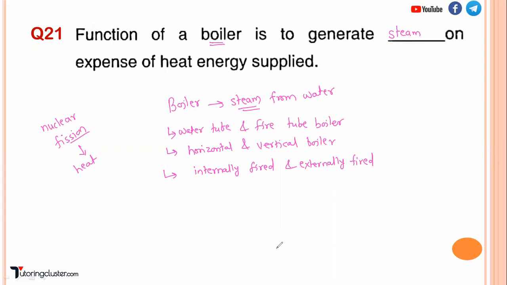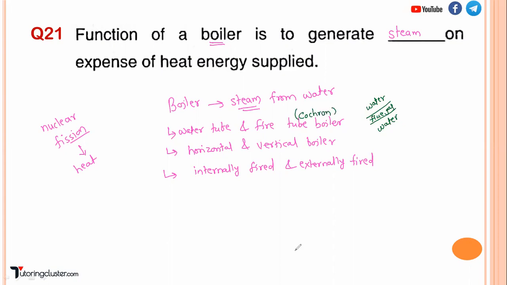In case of a fire tube boiler, the hot gases or the flue gases from the furnace are passed through the tubes which are surrounded by the water. So inside the tubes there are flue gases, and outside the tubes water should be there. This is the construction of a fire tube boiler. An example of the fire tube boiler is the Cochrane boiler.